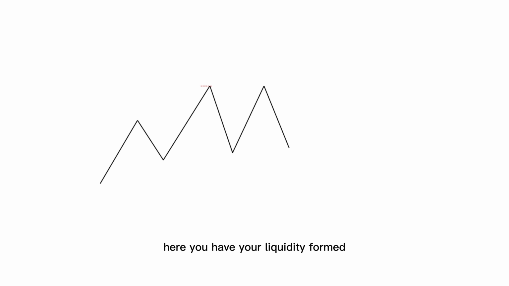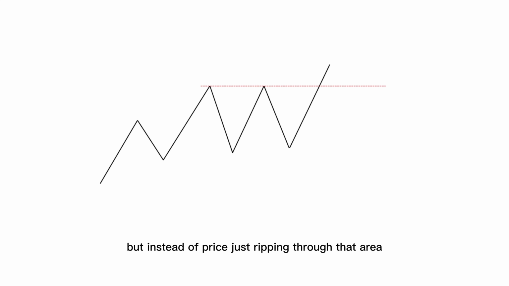So another function of liquidity, aside from attracting price, is that it can be purged. A stop hunt can occur. Let me show you. Here you have your liquidity formed, and we know that this area will attract price. But instead of price just ripping through that area and continuing, price comes back into the range, forming a stop hunt. What's a stop hunt is taking everybody's stop losses and going the opposite direction.